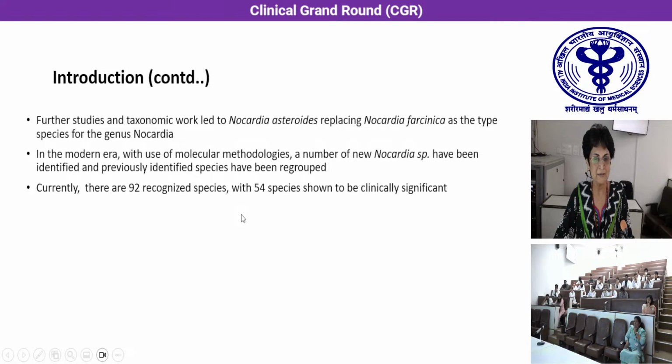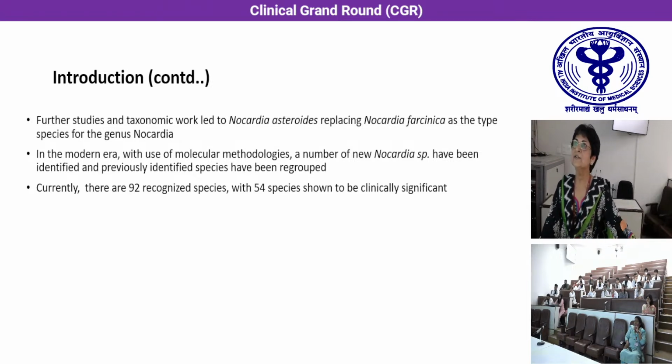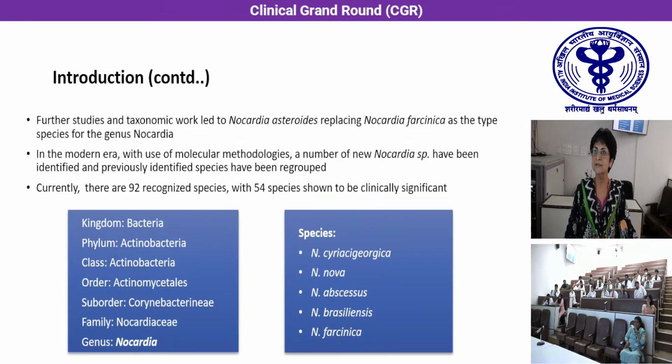So then came the modern era with the use of molecular methodologies, initially RFLP, then sequencing, and a number of new Nocardia species have been identified, and previously identified species have been regrouped. And it was also realized that the members of the Nocardia asteroides complex were actually not similar. So the term Nocardia asteroides complex was also not considered valid. So if we look at it today, there are about 100 species, 50 of which are clinically significant. Here is the scientific classification and the common species which have been reported worldwide.